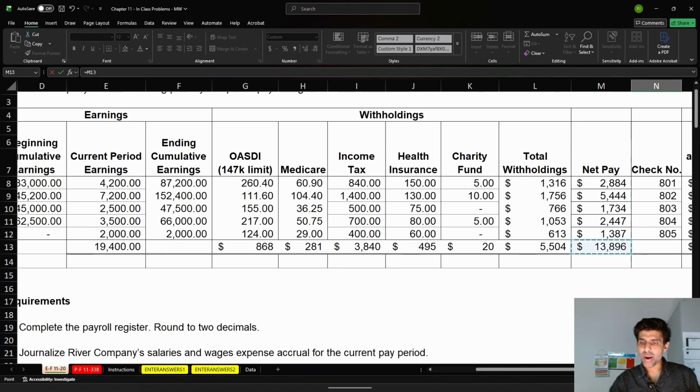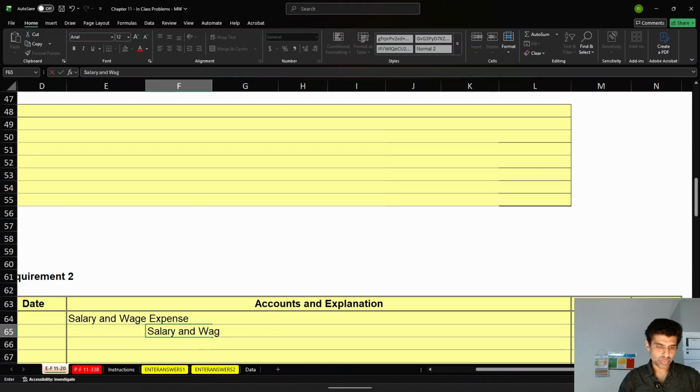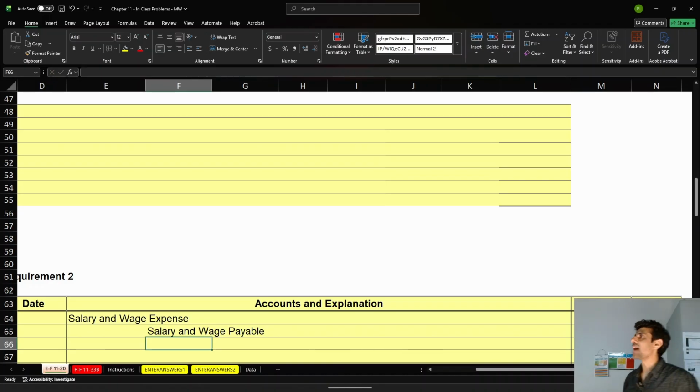I know in their pockets they're going to have that much. And I'm going to call this salaries payable. Salary and wage payable. It could be cash, but maybe we're not doing our journal entry on the exact day of payday. So let's just assume that we're going to owe them this money.